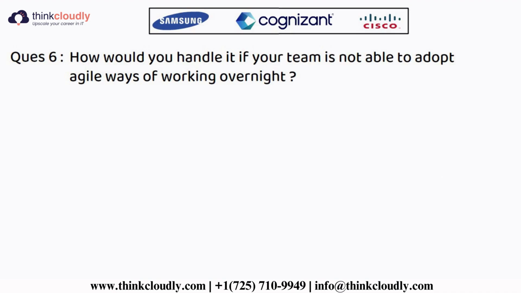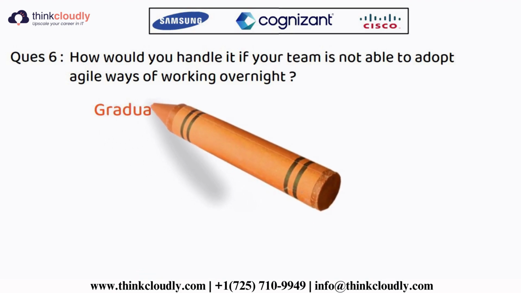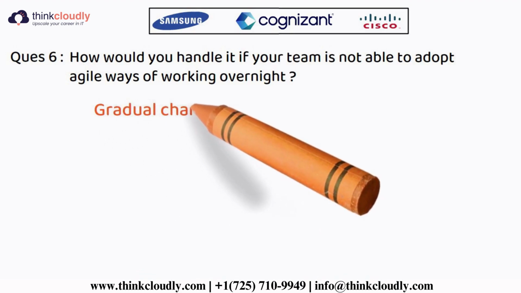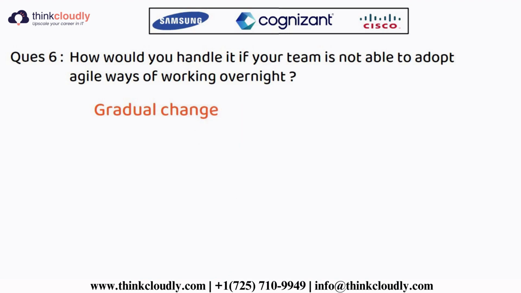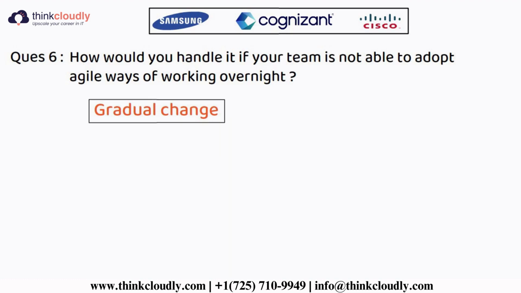So see, whenever you want to implement agile in your organization, it cannot be applied overnight, because agile is a set of values and mindset. So your team has to be trained for it. So you have to practice a very gradual change. There is a very good theory in the agile practice guide which we can implement here.